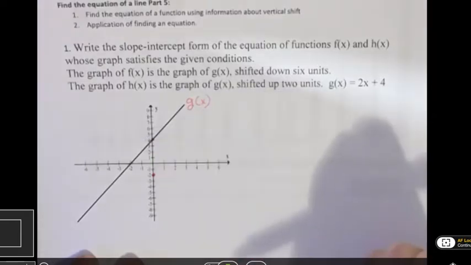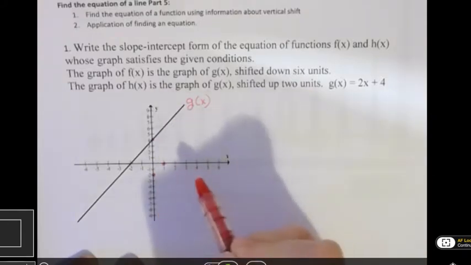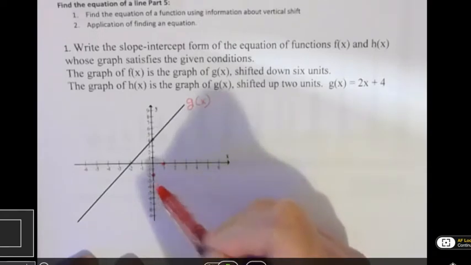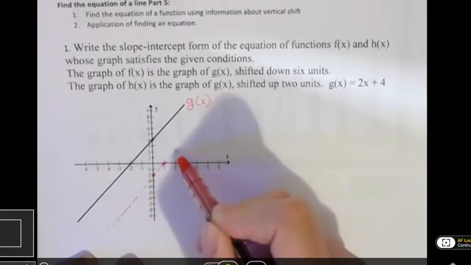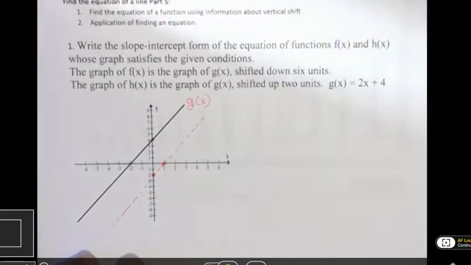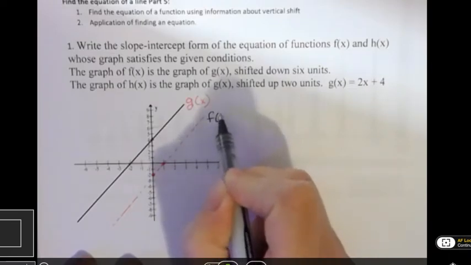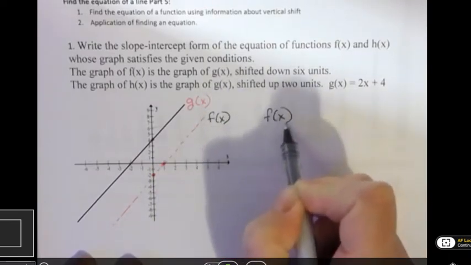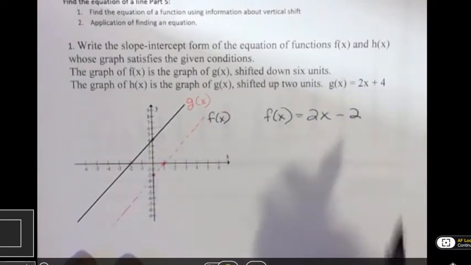And that means that my slope would be the same, so I could go up 2 over 1 to find that slope. And it's not asking me to graph it, but I just want you to see what's happening. And so I would have this line that's parallel to the first one just shifted down. What would be the equation of that line? Well, or that function, I'm going to call it a function because we're just looking at function notation. That one is shifted down 6 units, so that's f of x. And f of x has the same slope, but it crosses the y-axis at -2.